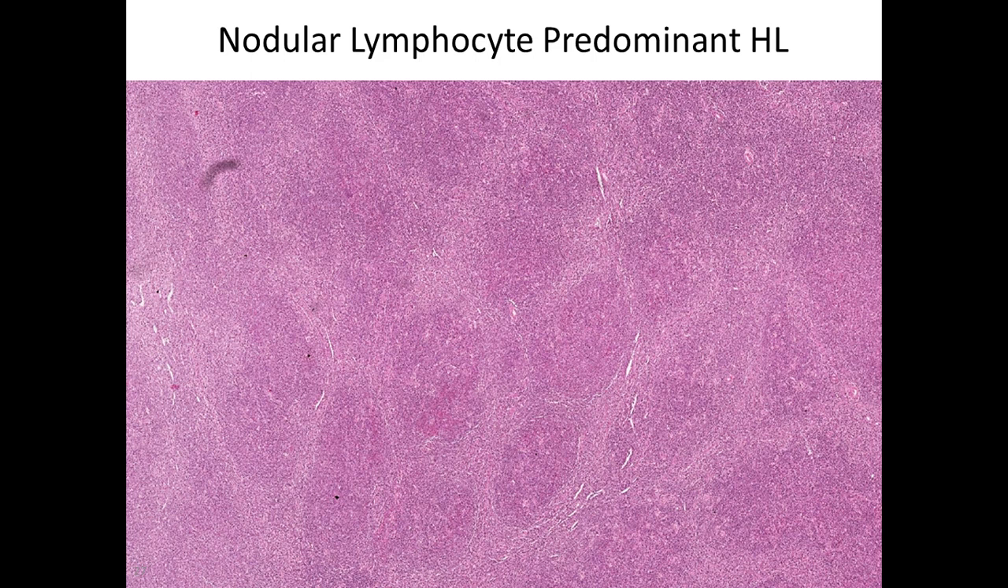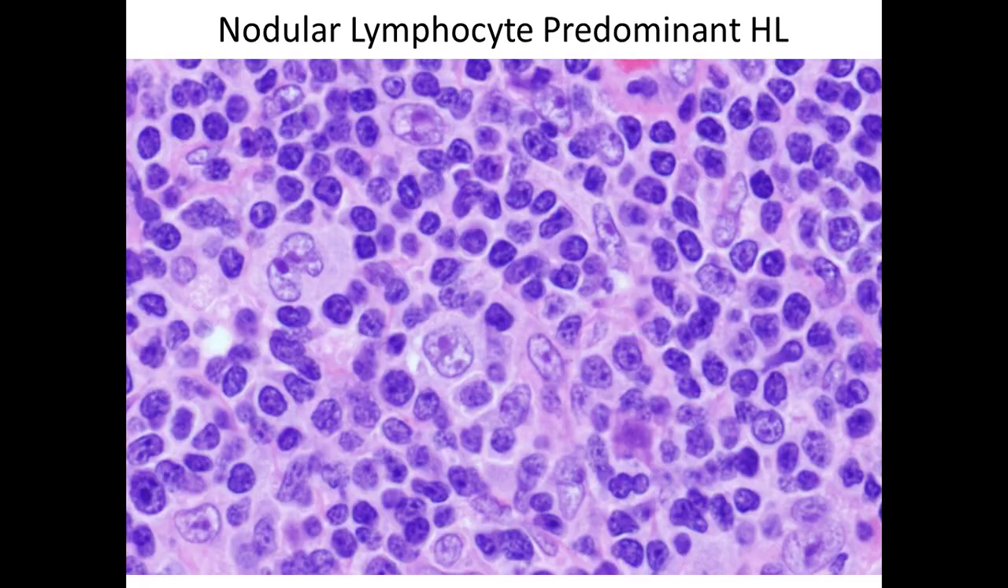This is a low power of nodular lymphocyte predominant, and you can kind of see the nodular architecture here. And at high power, you see these popcorn cells surrounded by sheets of infiltrating lymphocytes.